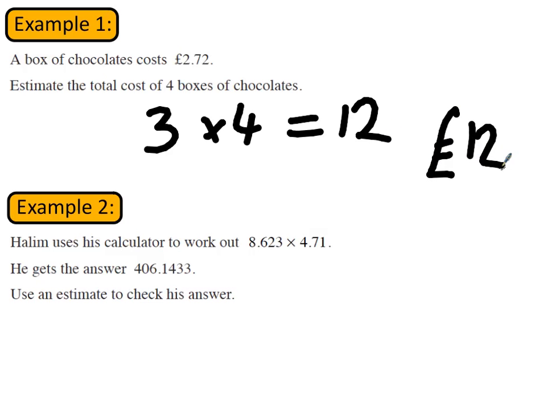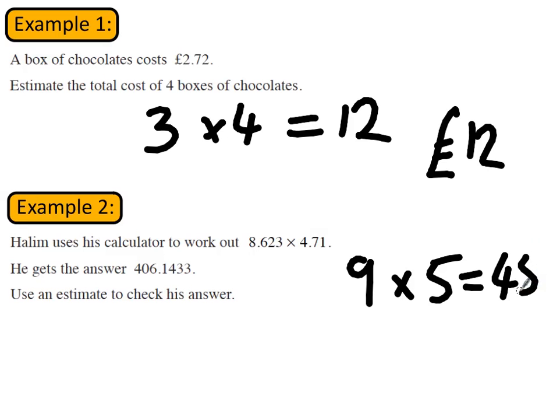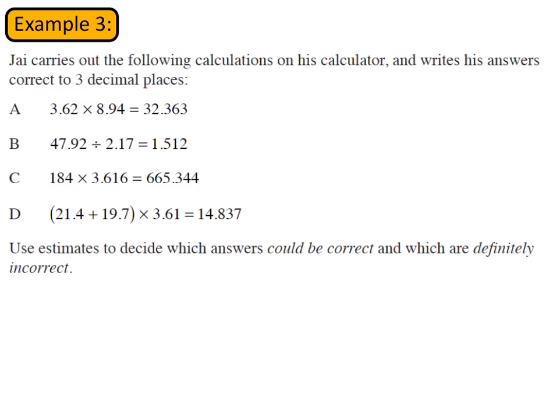In example 2, we've got to estimate what 8.623 times 4.71 is. Well, 8.623 is about 9 to one significant figure. 4.71 is about 5. So a rough estimate would be around 45. And if we compare that to his answer, well, he's got 406.1433. That is way off. His answer is totally wrong, and he needs to redo his calculation.